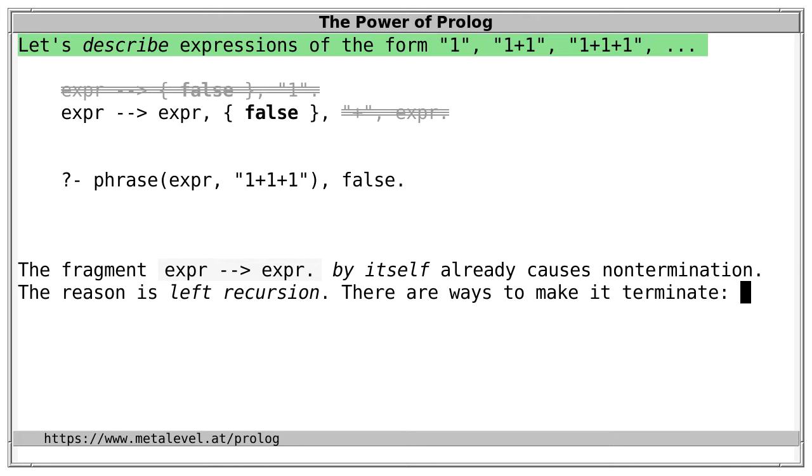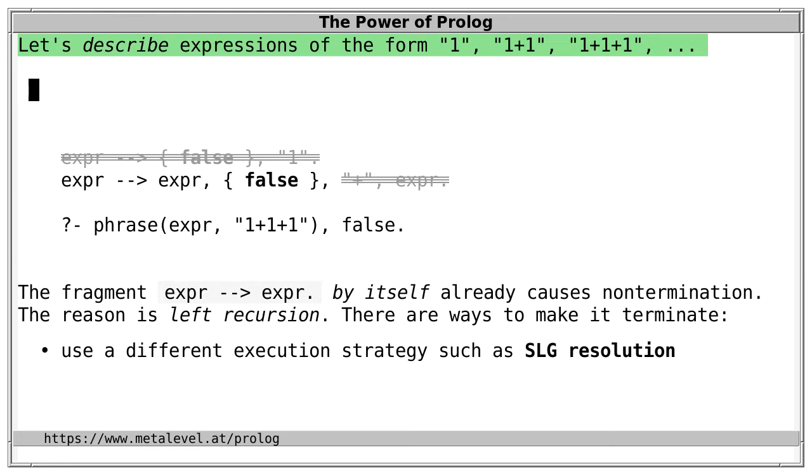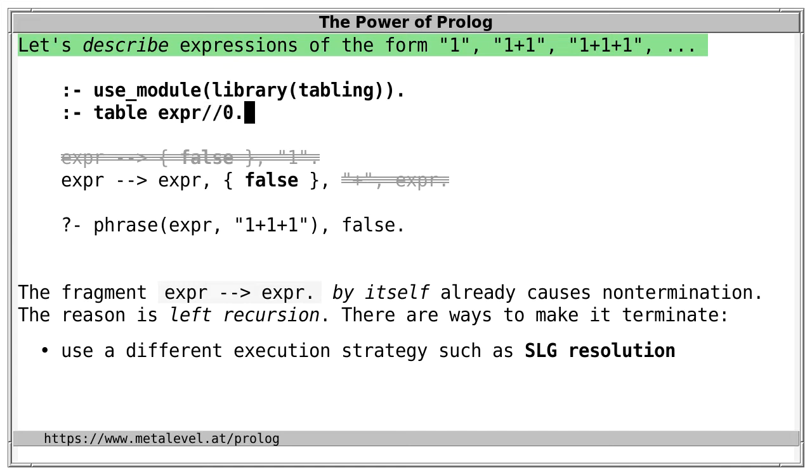And there are of course ways to make it terminate. For example, we can use a different execution strategy, such as SLG resolution, also called tabling. So for example, in Scryer Prolog, we simply add a directive to load the tabling library, and we add another directive to enable tabling for the non-terminal. So this is maybe the easiest way to make the query terminate. We simply change the execution strategy.